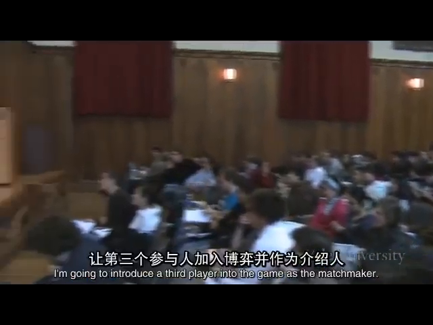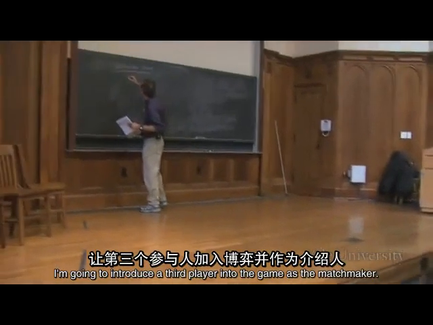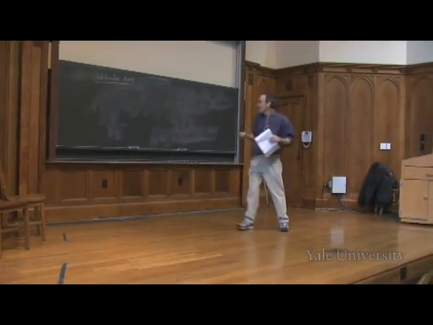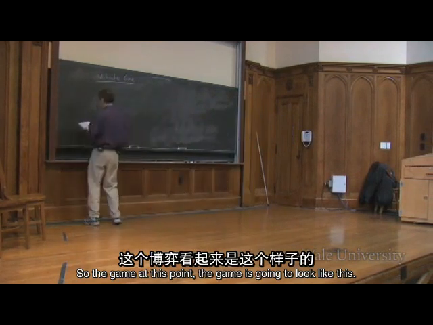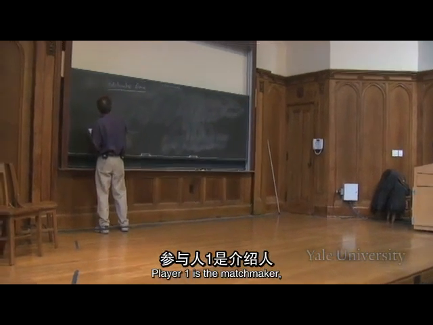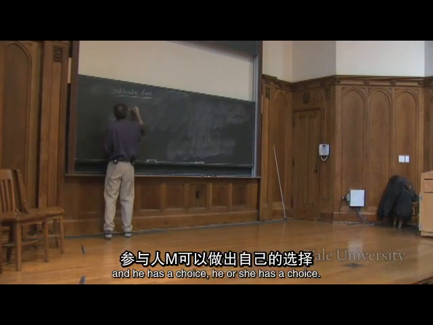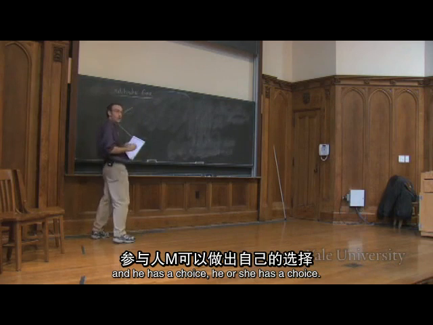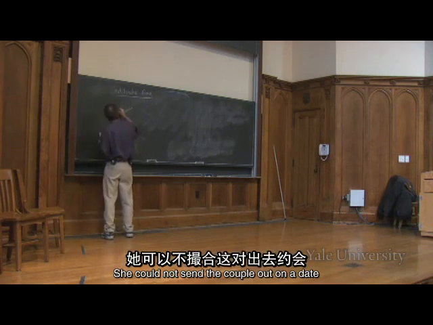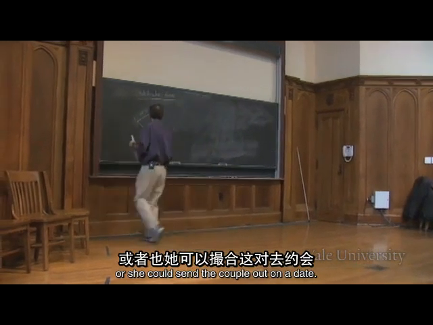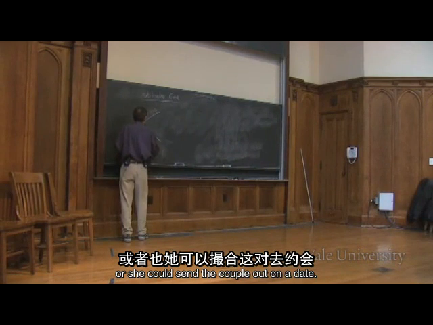So what I'm going to do is introduce a third player into the game as the matchmaker. First of all, I'll write down what the game is. The game at this point is going to look like this. Player 1 is the matchmaker. We can call him player M if you like. And he or she has a choice. She could not send the couple out on the date, or she could send the couple out on the date.